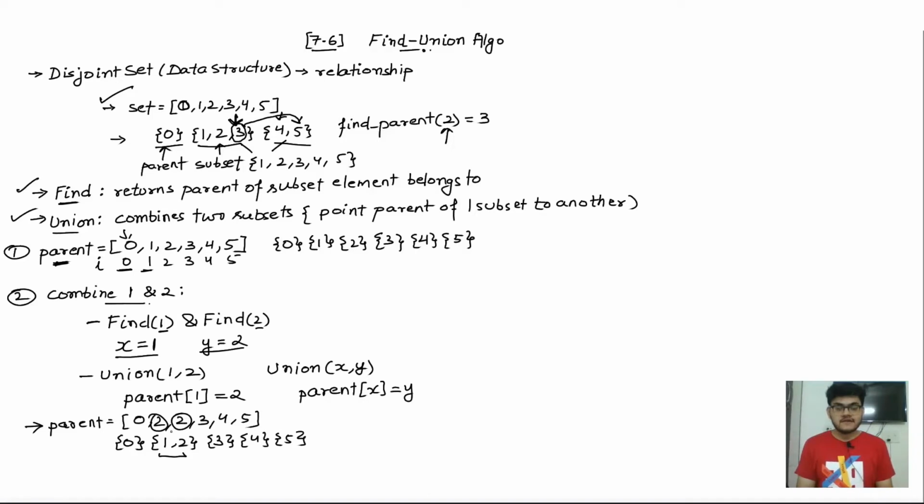We could have assigned it 1 also, but we have assigned it 2 here because we want to make the later one as the parent, right? So I am actually trying to make this one as the parent value, right? So what this now represents is that 2 is the parent of this whole subset, and since these have equal values, they belong to the same subset, right?